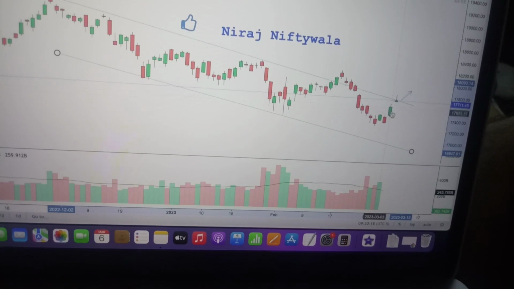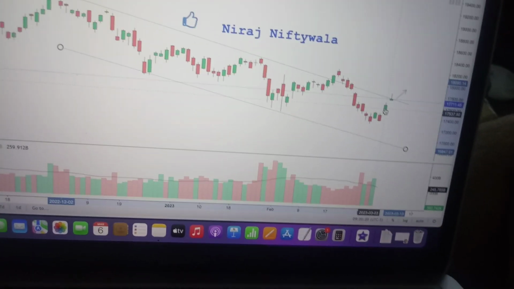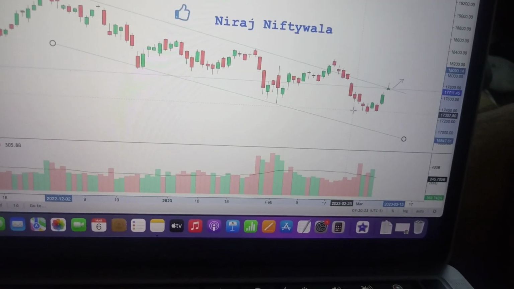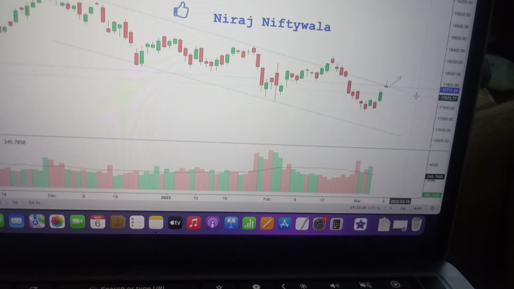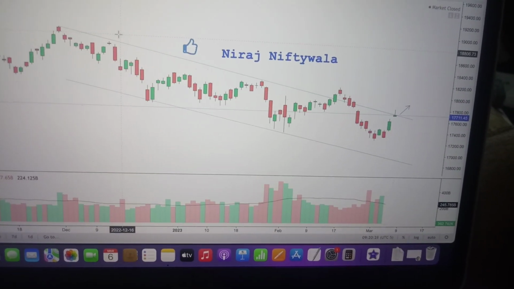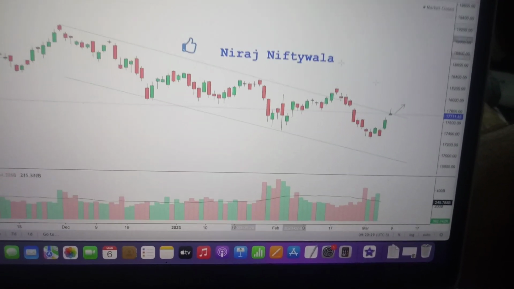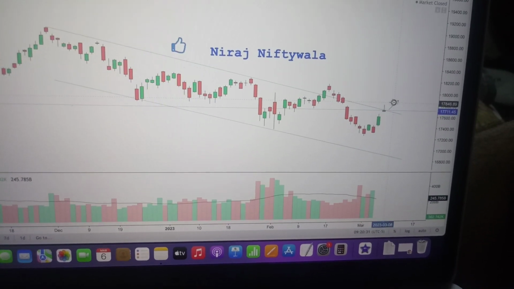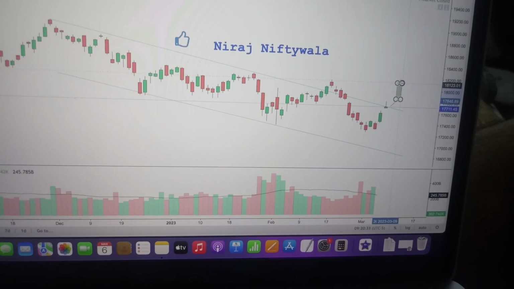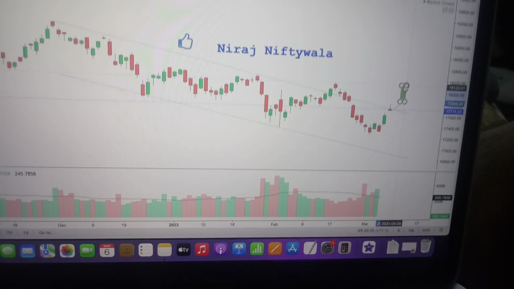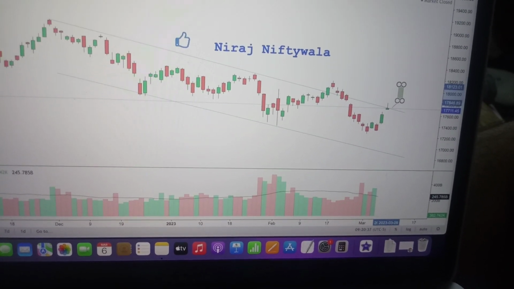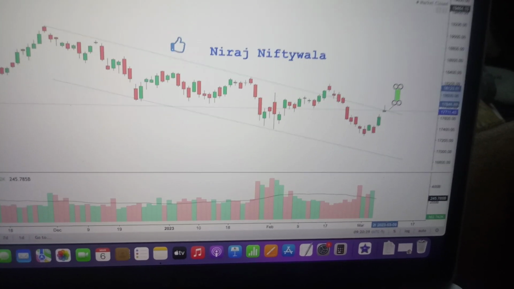So it makes a green kind of candle over here. So now, basis this chart, what kind of analysis can I draw and figure out as to what will happen in the future days? Let's just suppose that it forms a green color kind of candle in the coming days.